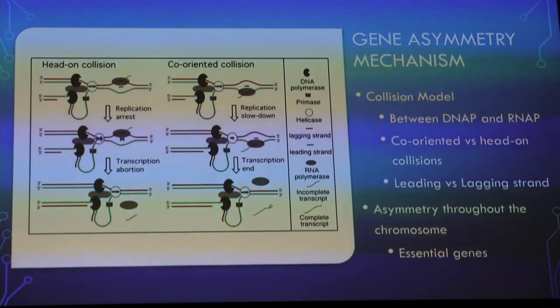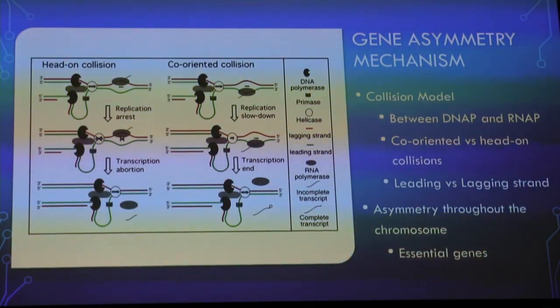However, if you have a co-oriented collision, that means that they're going the same way, but they just collide due to different speeds. And that produces a complete transcript. So ultimately, you want a complete transcript, so you have a functional RNA sequence, so you can have a functional protein. And that's why co-oriented collisions are preferred. That's why genes tend to be on the leading strand of the chromosome rather than the lagging strand. So you have more genes on the leading strand, and that's one of the factors in the asymmetry throughout the chromosome.